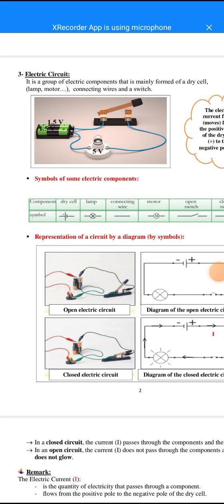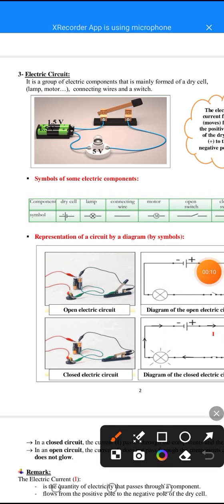Now, part 3, electric circuit. What's the meaning of an electric circuit? And it's the title of our chapter. We have some electric components, like the dry cell. Here we have two dry cells, a lamp, and here the lamp is put in the socket.